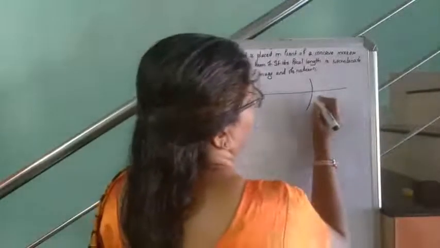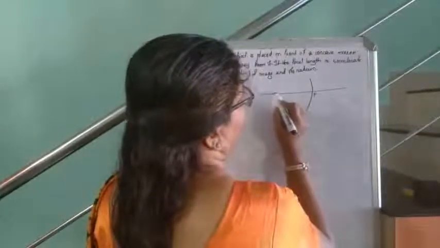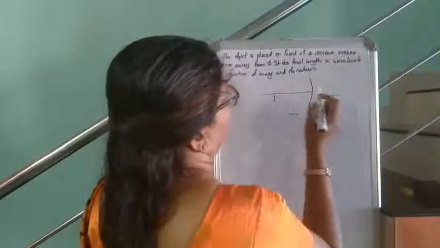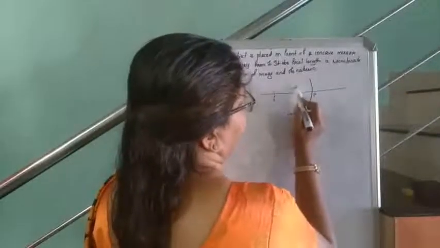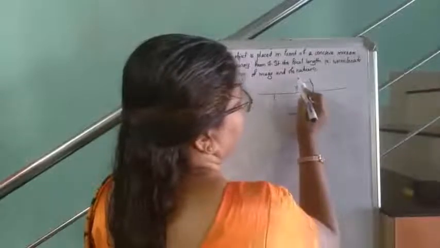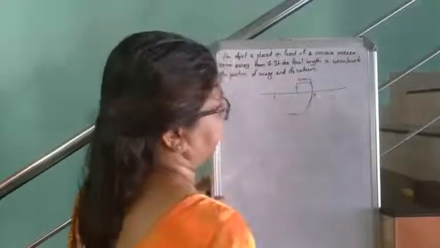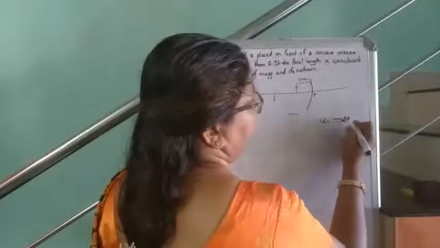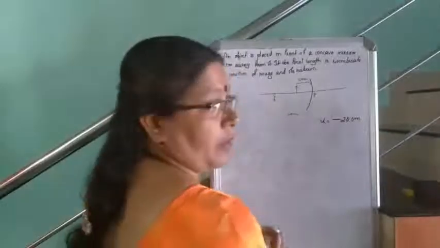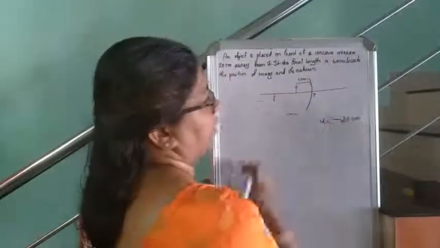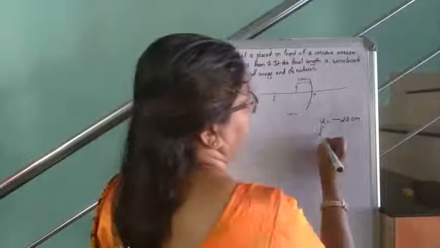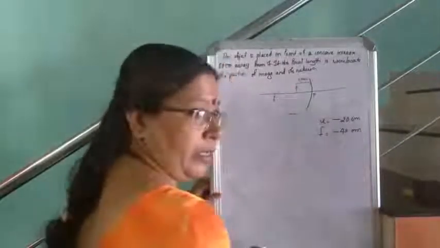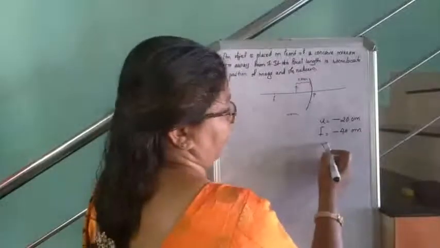So here, this is P. F will be somewhere here. So F is 40 centimeter. The object is kept somewhere here. Object is 20 centimeter. So what will you write? U is equal to minus 20 centimeter. Am I correct? Because your object is on this side. Then F is equal to minus 40 centimeter. You have to find out V.